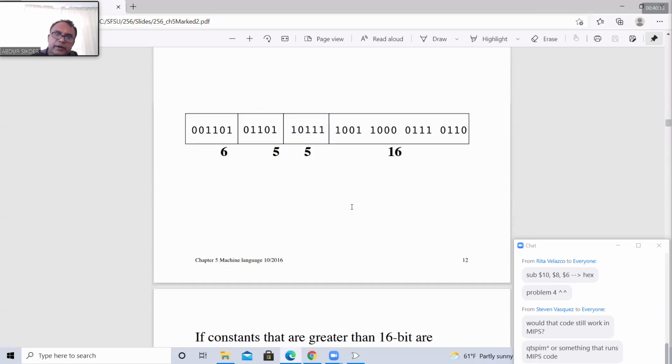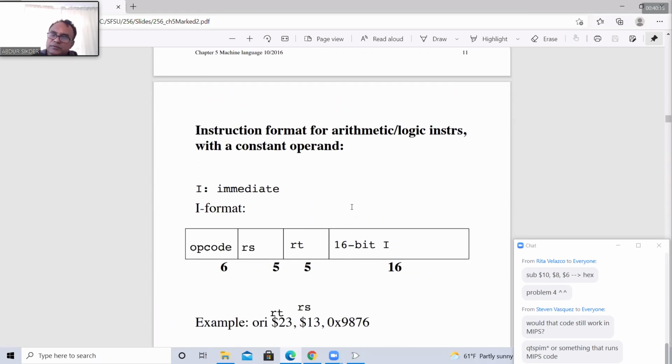Anyone have any question about the R format? I format? No? It's fine.